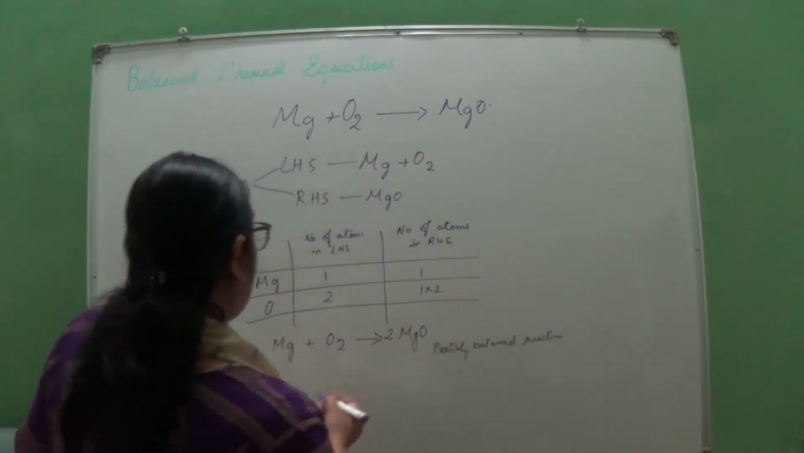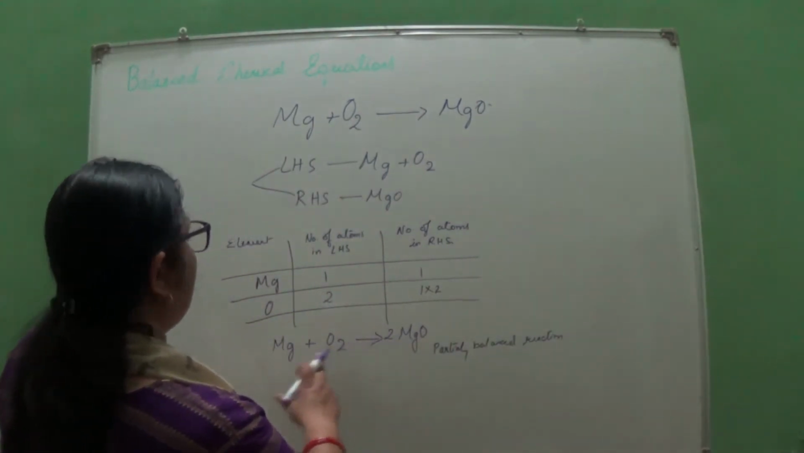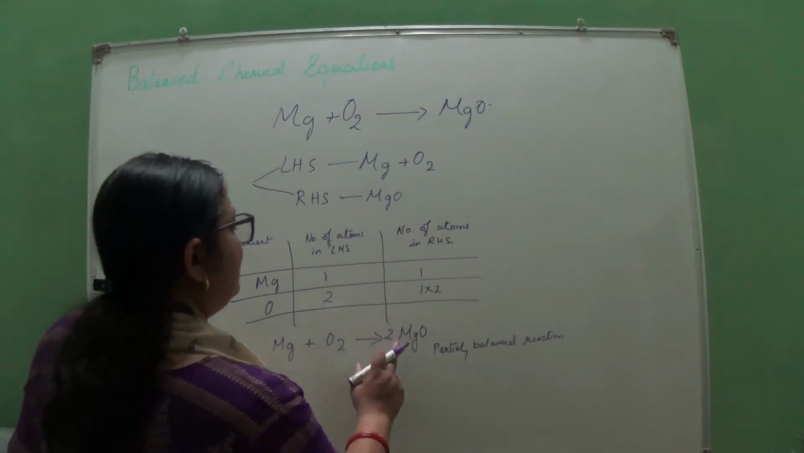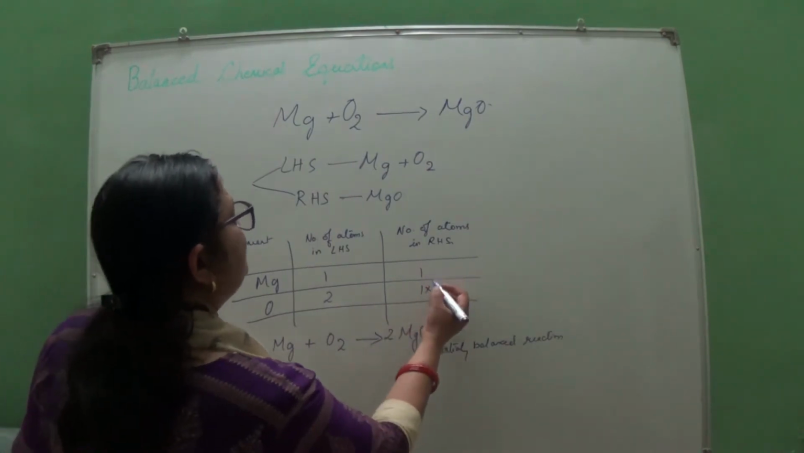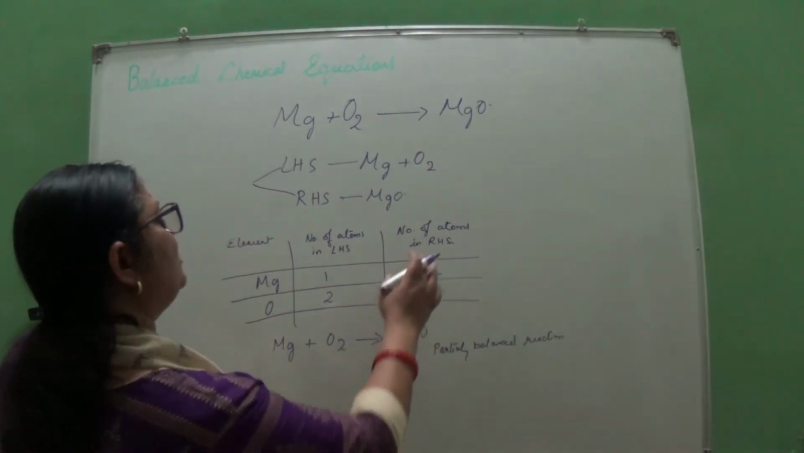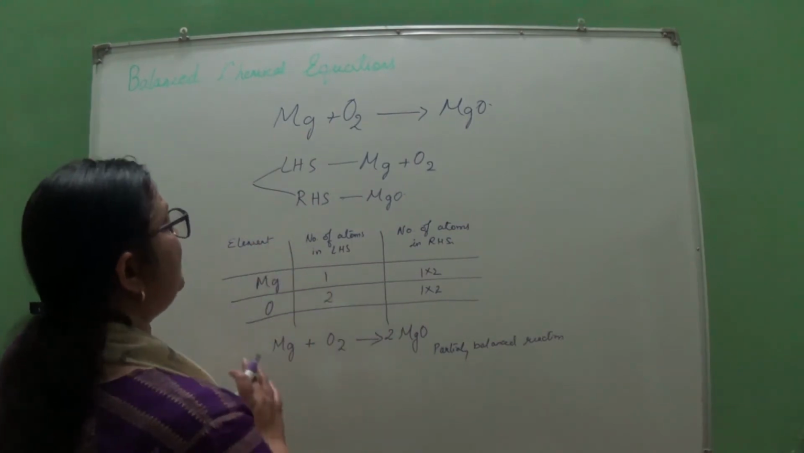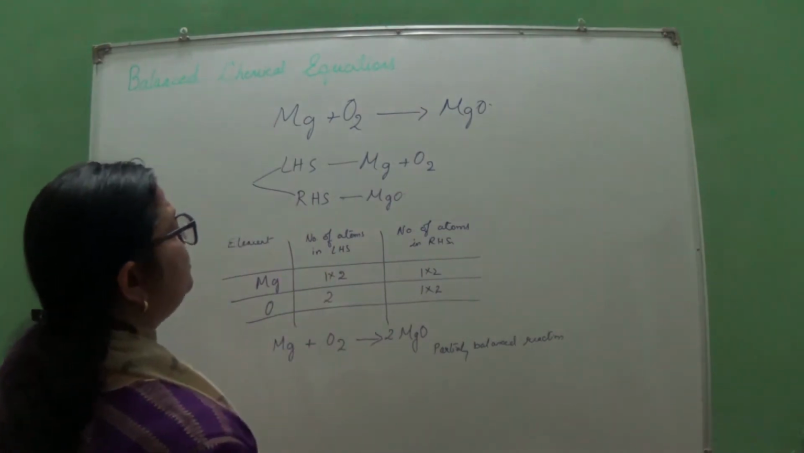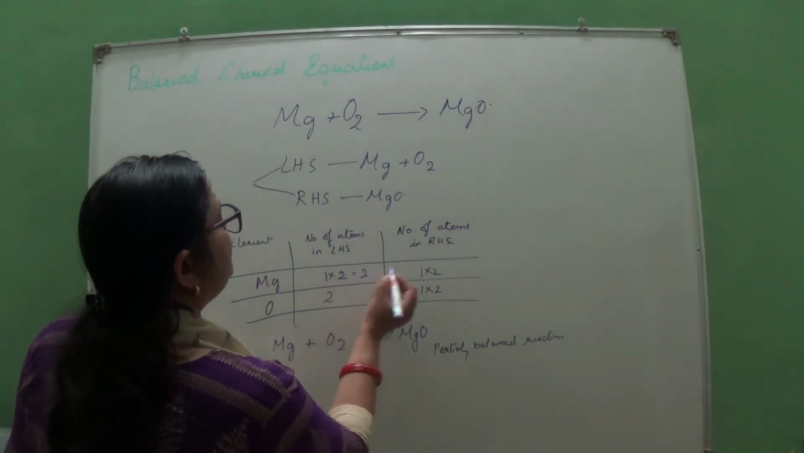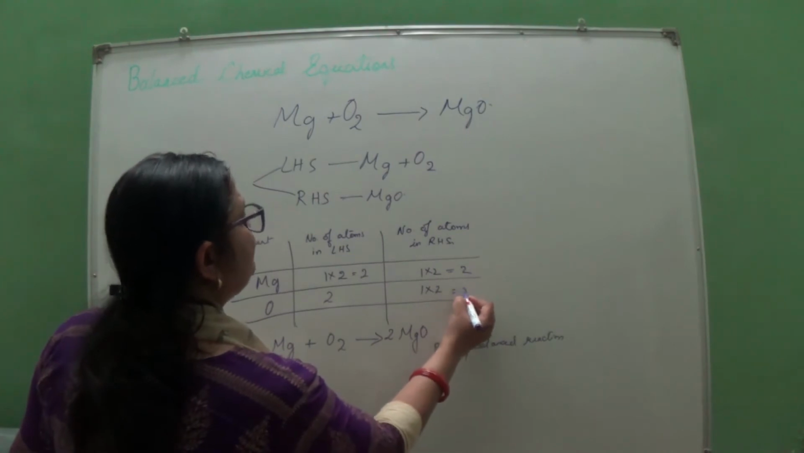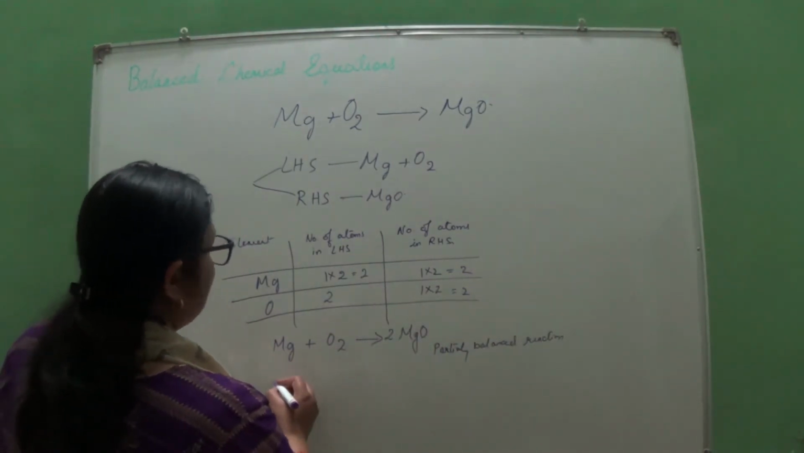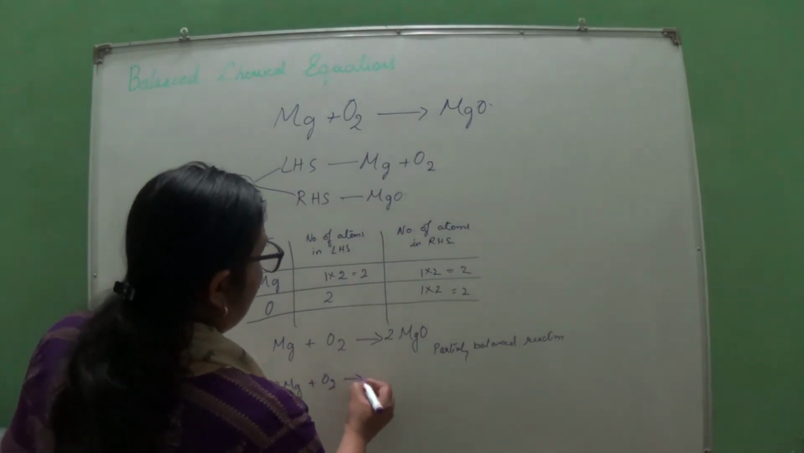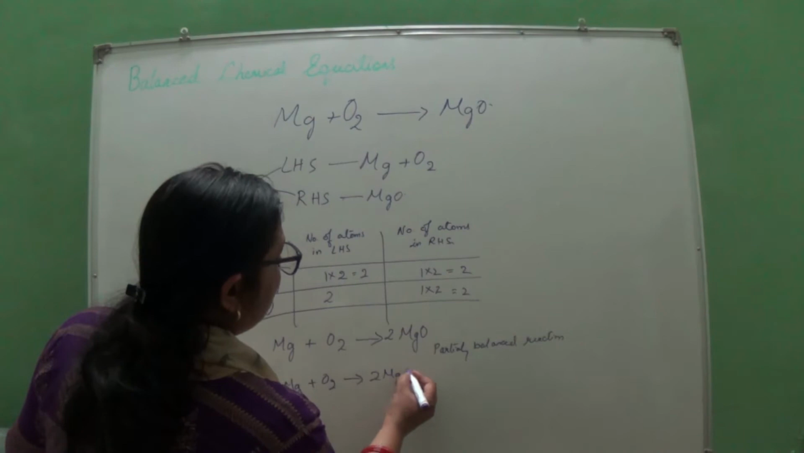Because, why? Here magnesium is 2 but magnesium over here is only 1. So if here it has become 2, you have to multiply over here also with 2. So now here it is 2, but on the left hand side it is only 1. So here also you will multiply it with 2. So it now became 2, here also 2. So now it became 2 Mg plus O2 gives 2 MgO.